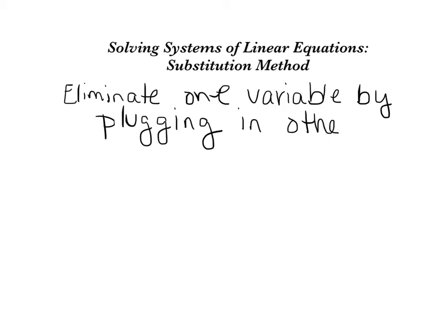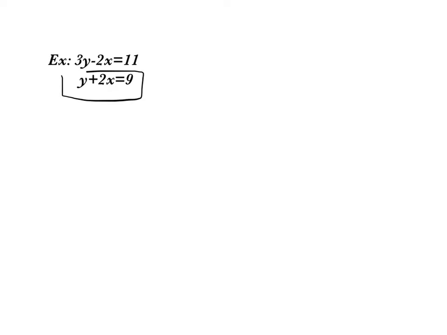So let's take a look at an example and see what this means. The first thing that we're going to do when we look to solve a system of equations using substitution is we always look for, is one of the variables easier to solve for, or is it already solved for? In this case, in the second equation, y plus 2x equals 9, we can easily solve that equation for y. So we can rewrite it as y equals negative 2x plus 9. So now we have one equation where our variable y is by itself.